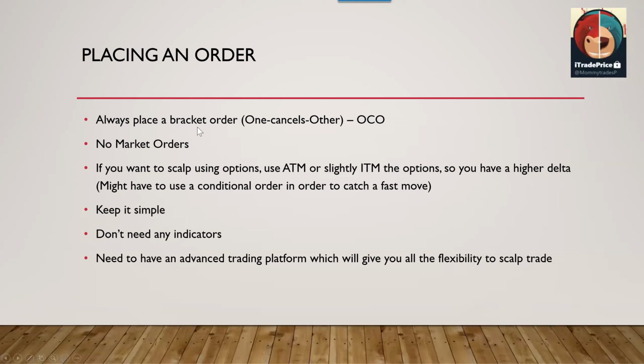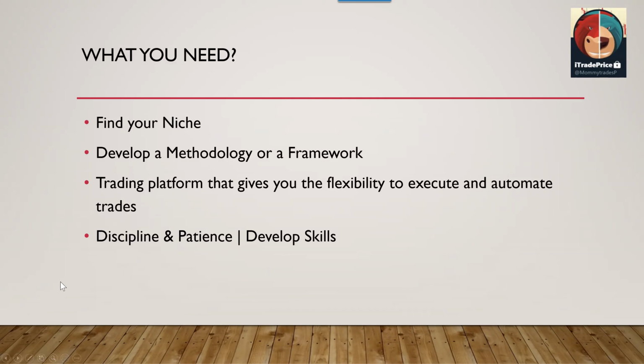No market orders. Always use bracket orders. Keep it simple. Indicators, I don't use them. I don't think it really matters when it comes to scalping if you want to use an indicator or not. And your platform should be advanced enough that it lets you do all these fancy things you want to do with it. Okay, so you need to find your niche. You need to have a consistent methodology or framework that lets you define your strategy, that, hey, I'm scalping because of such and such reason. You have to know the why behind it. You have to have some data backing up that yes, I'm good at scalping because I'm doing certain things in a certain way. There's a structure to it.